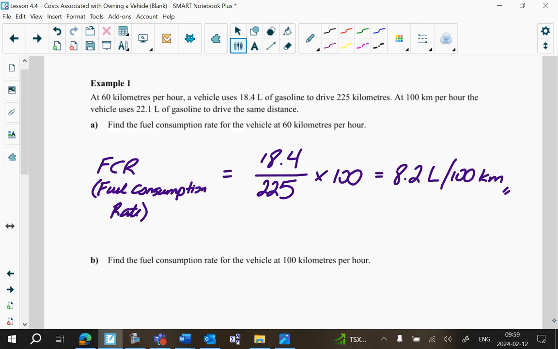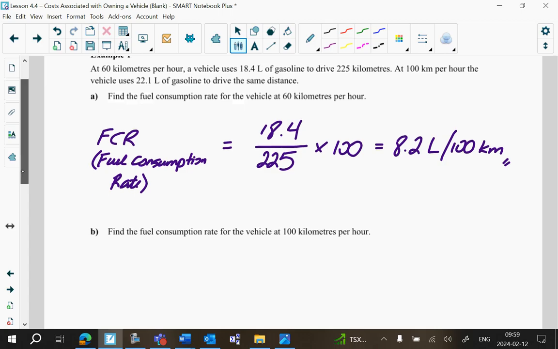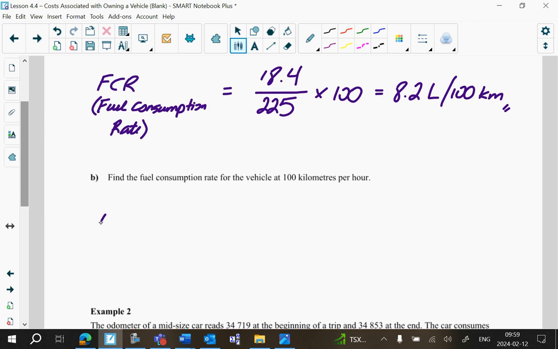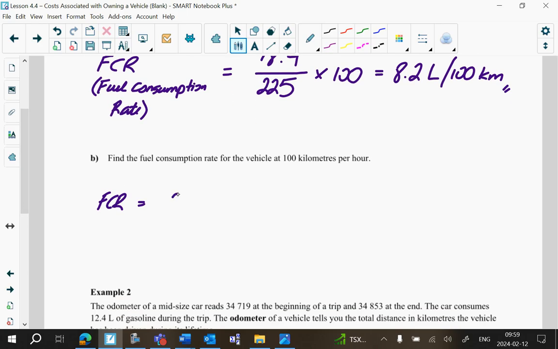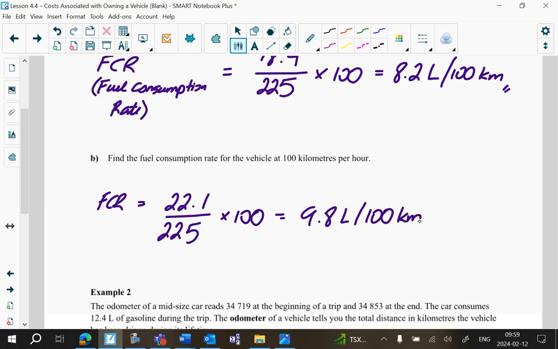At 100 kilometers an hour, well, it's going to be how much fuel you use, how much gas you use. So this time it's 22.1 divided by how far you drove times 100. And when you do that calculation, you're going to get 9.8 liters per 100 kilometers, which makes sense because you're using more gas at 100 kilometers an hour than you are at 60.